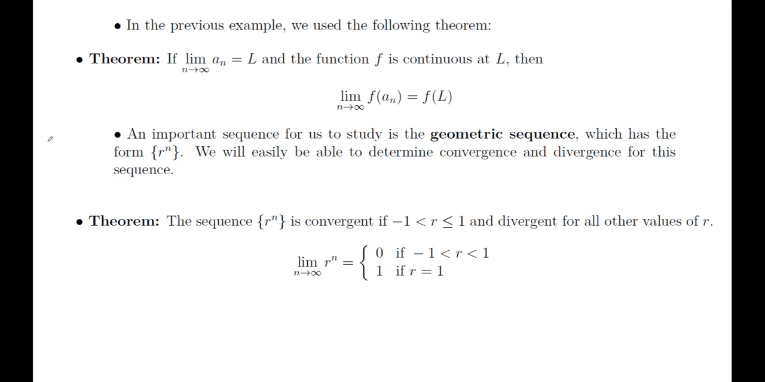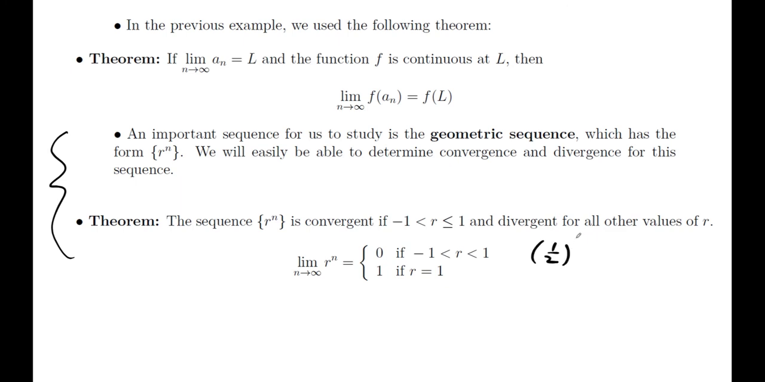Here's a separate idea that's important. One of the things we'll study is the geometric sequence, which has the form r to the n, where r is just some number. Basically, your sequence is going to be convergent if r is between -1 and 1. And you can include 1 in that, but not -1, and divergent for all other values of r. Let's just do a couple examples to understand that this makes sense.